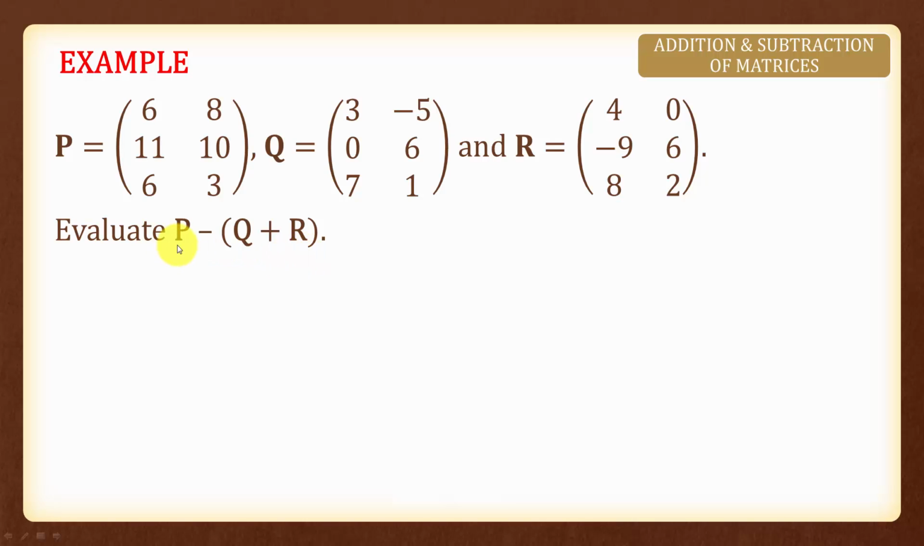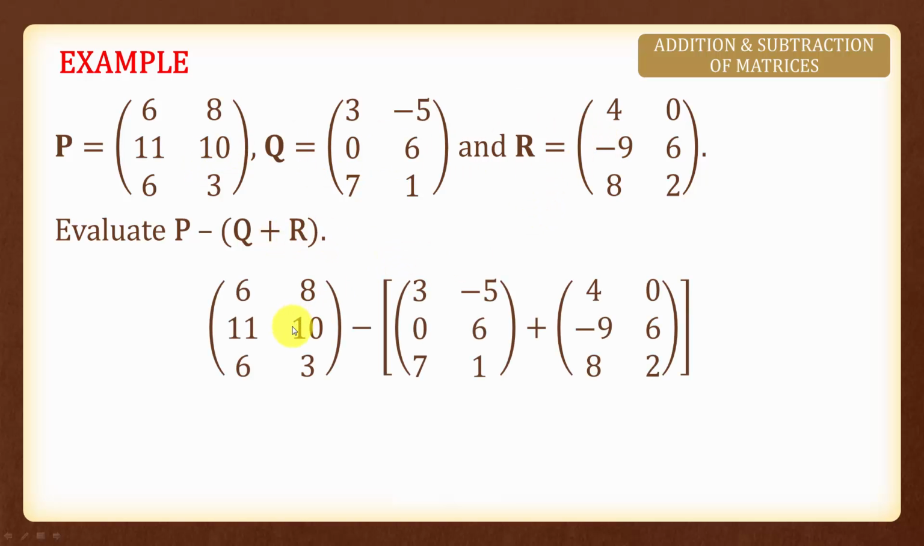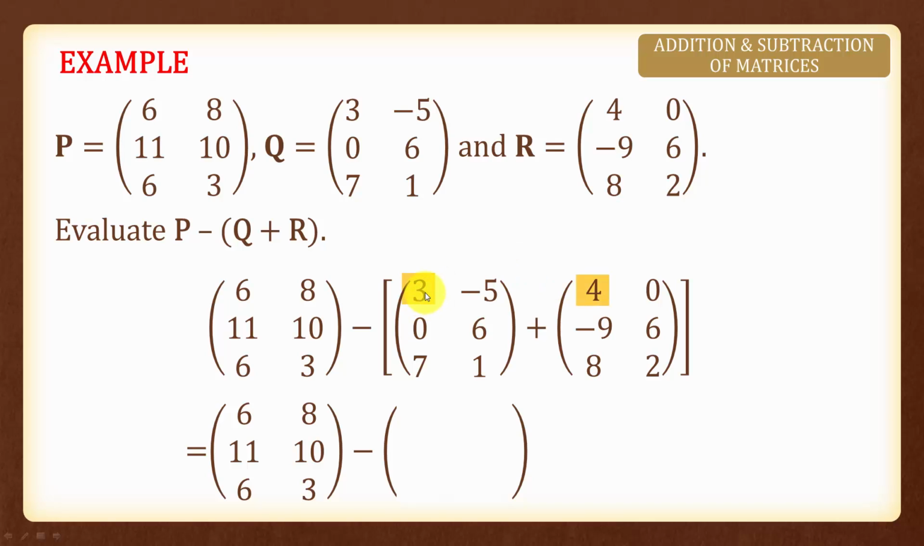We are asked to evaluate matrix P minus bracket Q plus R. Since the matrices have the same dimension, we can subtract and add the matrices in this form. We shall first simplify the matrices by adding the matrices in the brackets. Adding the corresponding elements in each of the matrix, we will have 7, -5, -9, 12, 15, and 3. Now we can subtract these two matrices here.